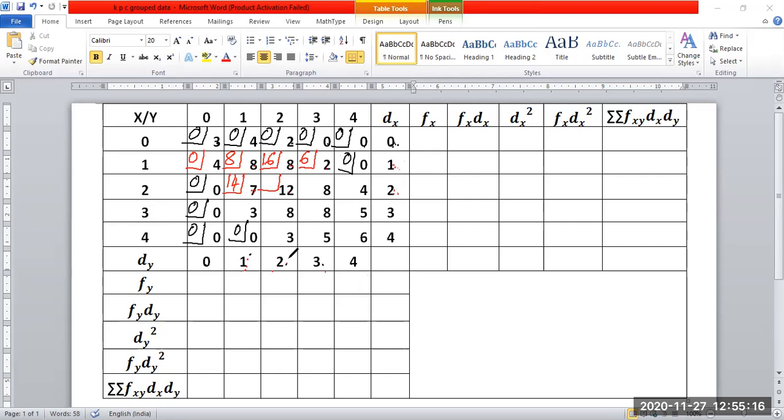Now, this one. 12 into 2 into 2. That is 48. Okay, 48. Next, 8 into 2 into 3. That is also 48. Okay. Now 4 into 2 into 4. That is 32.